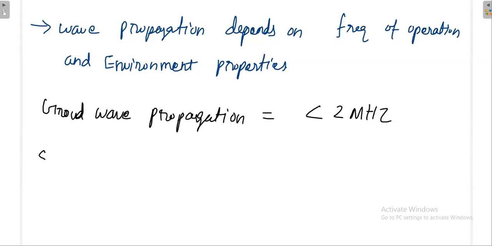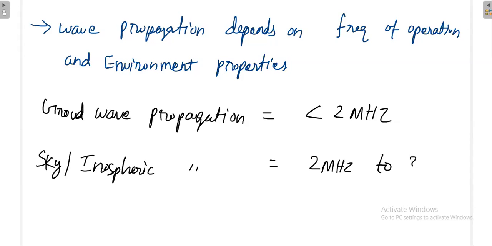The next one is sky wave or ionospheric wave propagation. That means from 2 megahertz to 30 megahertz, you are using sky wave or ionospheric wave propagation.